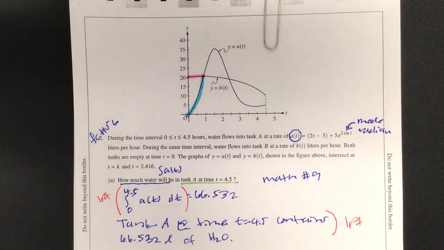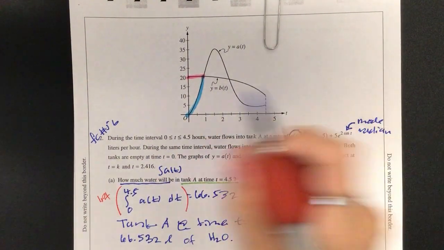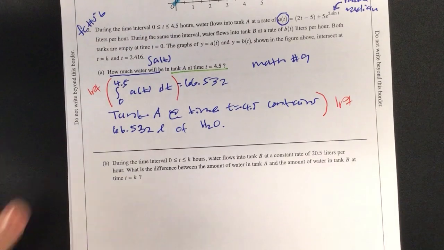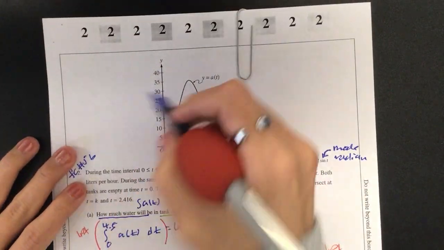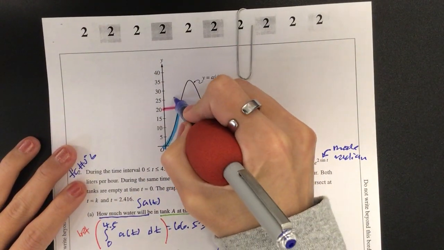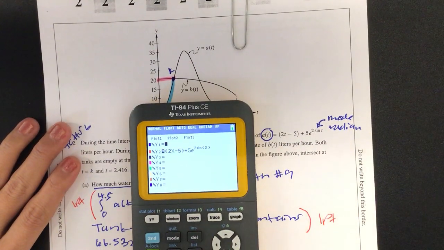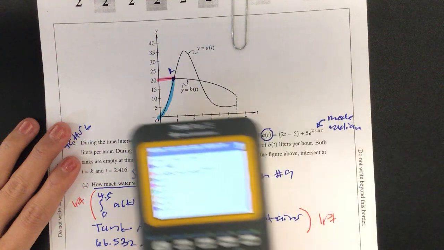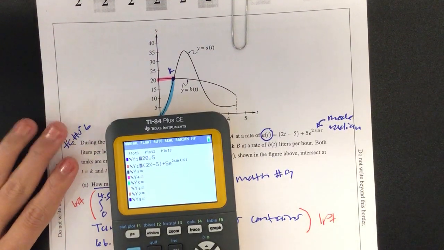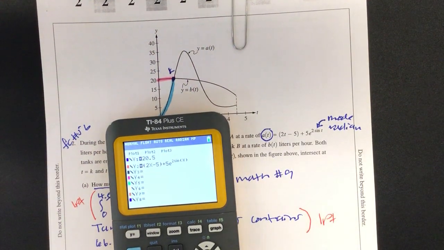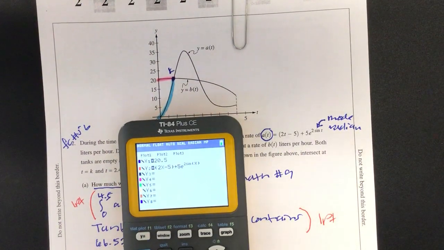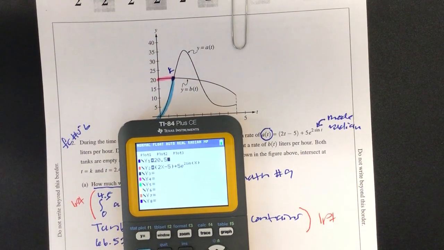Now, blue is A of t. Notice B of t, there's no equation. That's why they gave us a rate already. So we need to figure out what this K value is. To find that out, put 20.5 into our Y1. That's the rate of our B value. My A value rate is already in Y2.